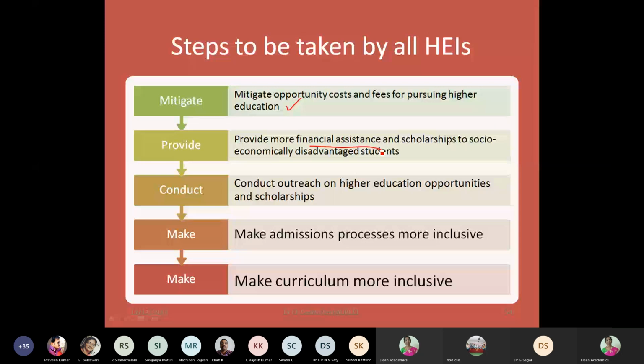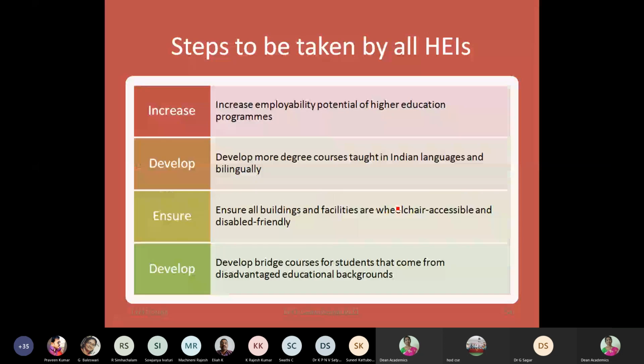socio-economically disadvantaged students. And we have to conduct outreach on higher education opportunities and scholarships, and make the admissions process more inclusive, the curriculum more inclusive, increase the employability potential of higher education programs, and develop bridge courses for students that come from disadvantaged educational backgrounds. Actually, some of the institutions are already doing some of these points.